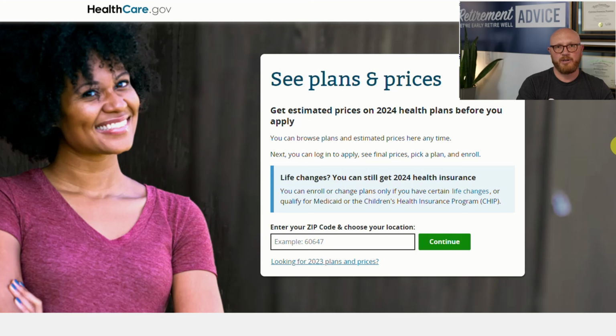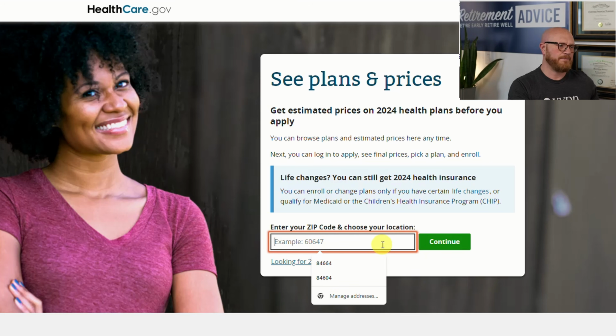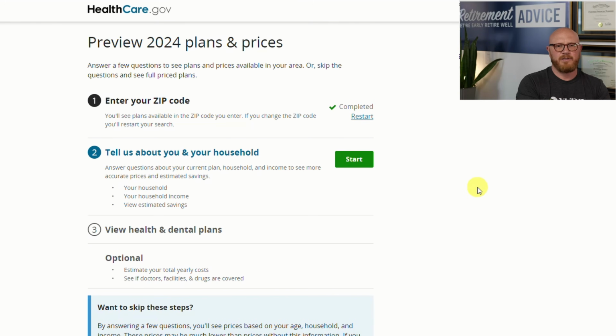Okay, so now what I want to do is go into Healthcare.gov and let's see what the impact of adjusting and planning for your income can have on the amount that you end up paying for your health insurance in retirement. So I'm from Utah, but I'm going to put in a zip code for Portland, Oregon. So we're going to put in 97207.